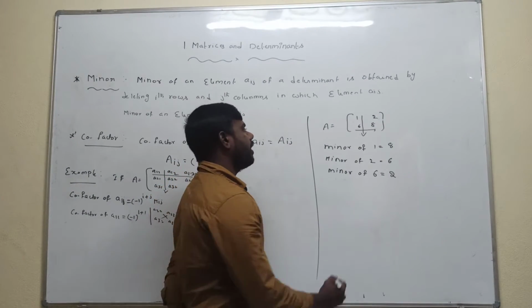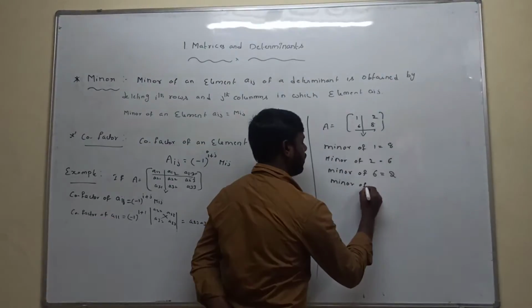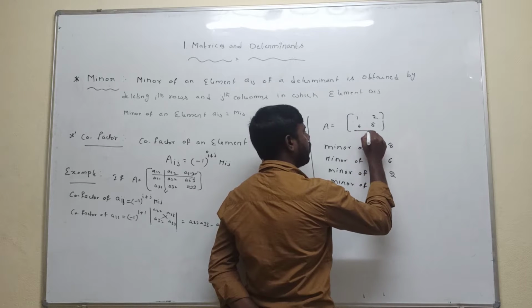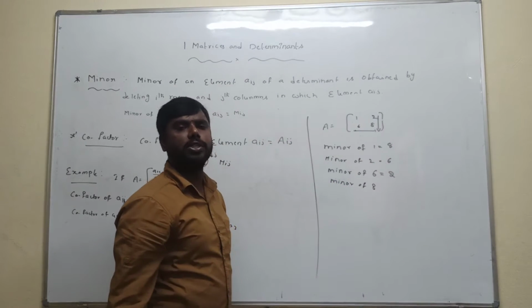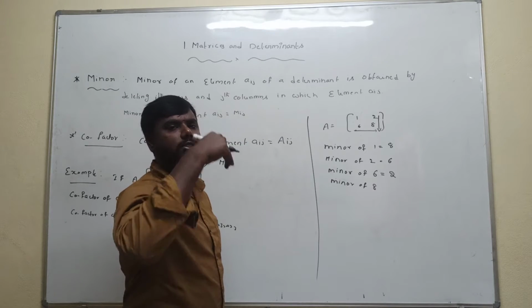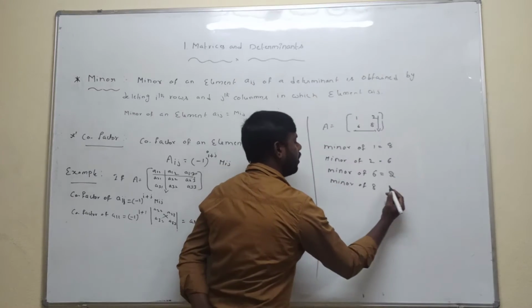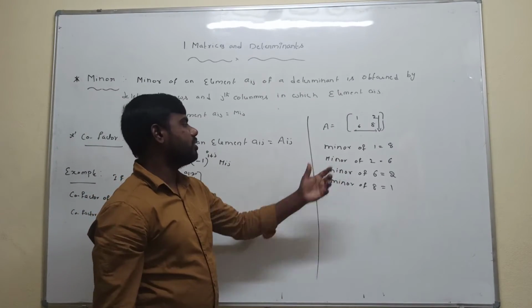Next we need to calculate minor of 8. 8 is present in the second row and second column, so deleting the second row and second column, the remaining element is called a minor. So these are the minor conditions.